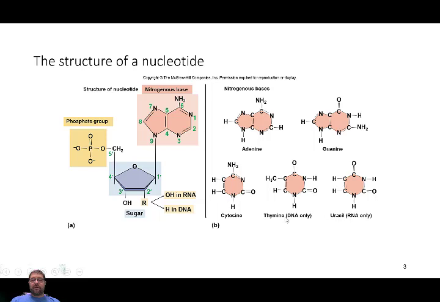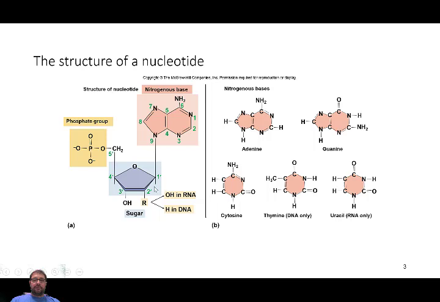You can see here that thymine is only in DNA and uracil is only in RNA. You can see that the molecules are fairly similar to each other in chemical structure, but they differ a little bit. And uracil is found in RNA and thymine is found in DNA.